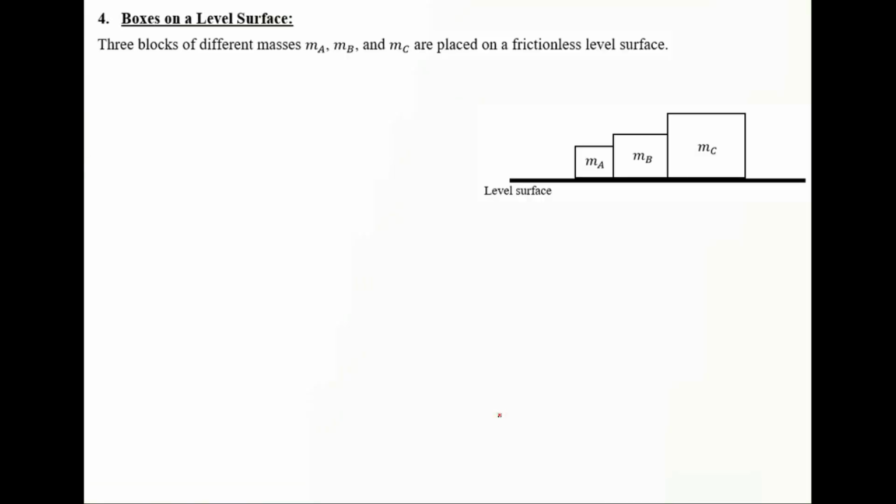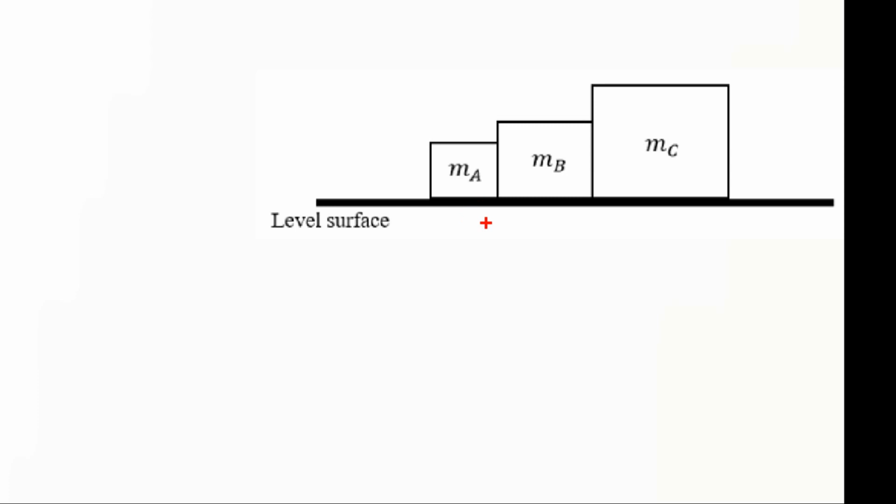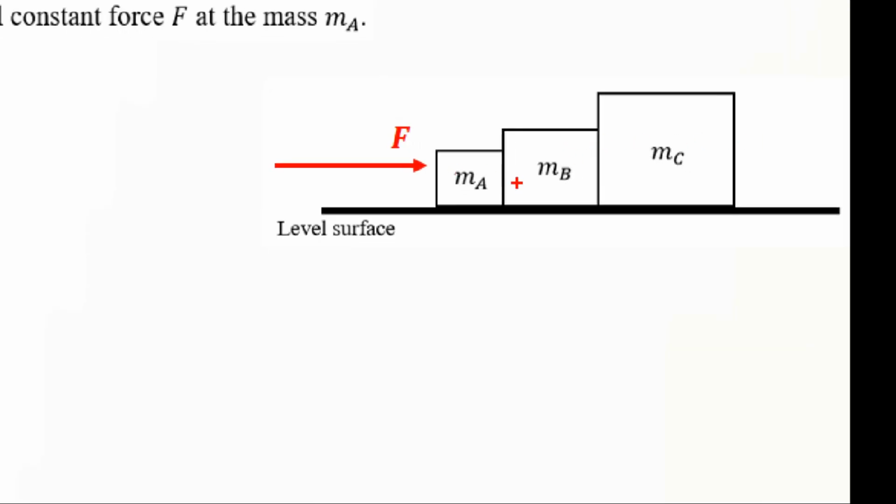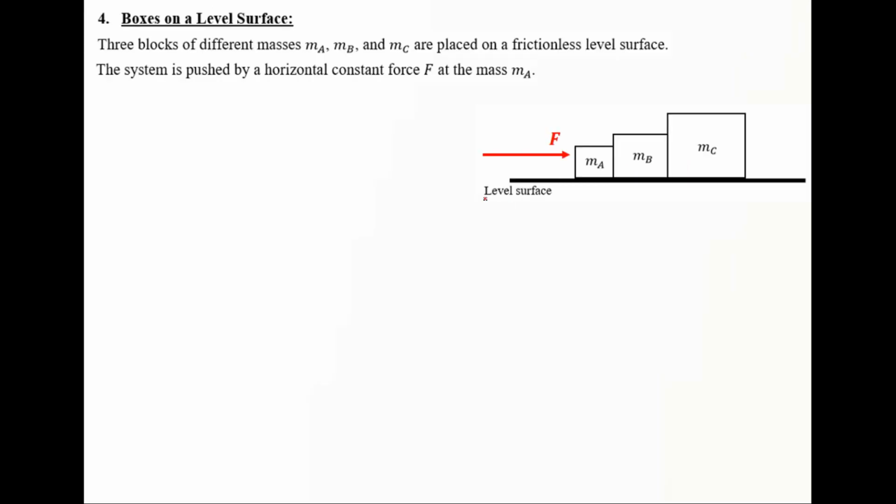Now section 4, boxes on a level surface. 3 blocks of different masses MA, MB and MC are placed on a frictionless level surface. So we have 3 blocks MA, MB and MC that are in contact and placed on a frictionless level surface. A level surface is a horizontal one. The system is pushed by a horizontal constant force F at the mass MA. All of these 3 together are being pushed to the right by constant force F applied to the block MA.